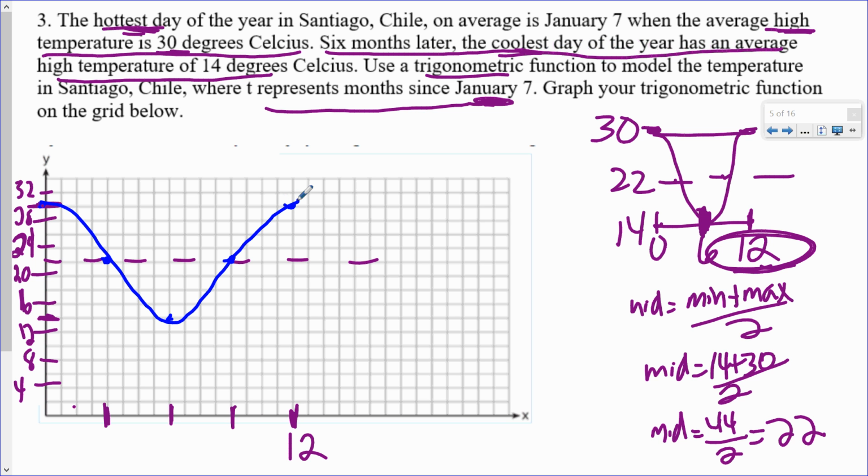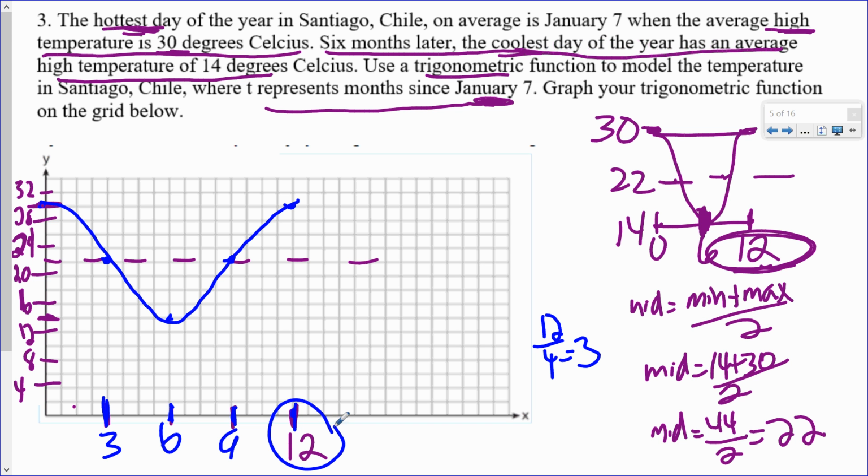There's the graph. By the way, if you want to fill in these dashes, which you don't have to, you would just do the period divided by 4, since there's 4 dashes. So that's 3, 6, 9, 12. Again, you don't have to fill in those. You have to put at least one value on, which we generally do at the period.